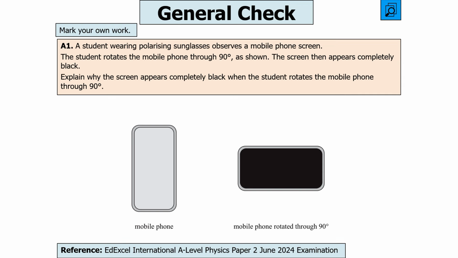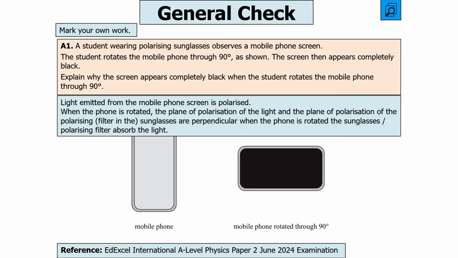Right, so what can we say? Well, light emitted from the mobile phone screen is going to be polarized. So when the phone is rotated, the plane of polarization of the light and the plane of polarization of the polarizing filter in the sunglasses are perpendicular, and then the polarizing filter on the sunglasses will absorb the light.